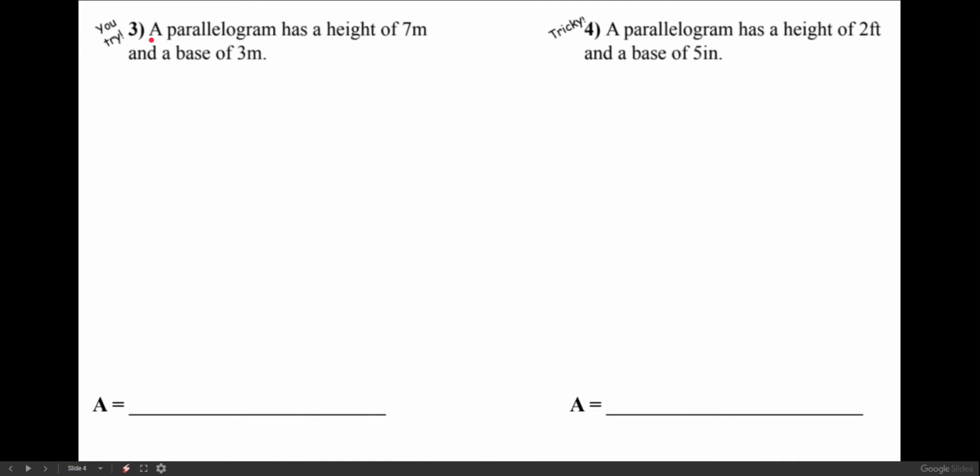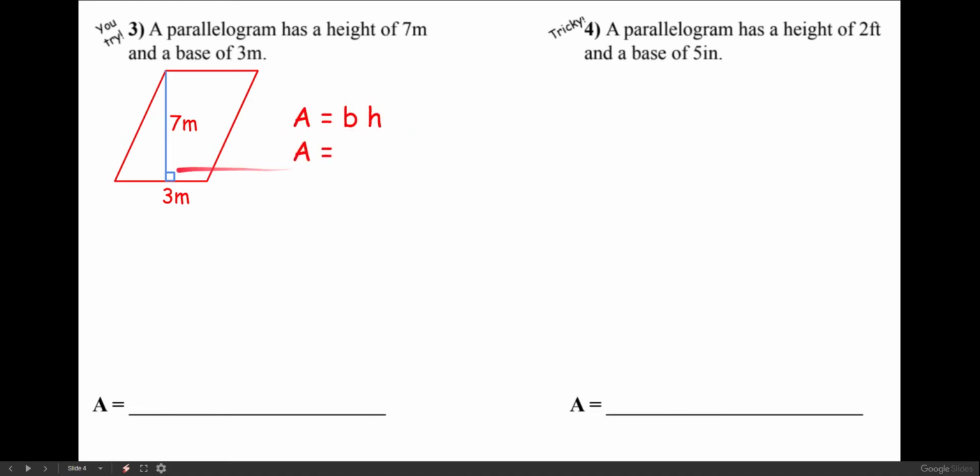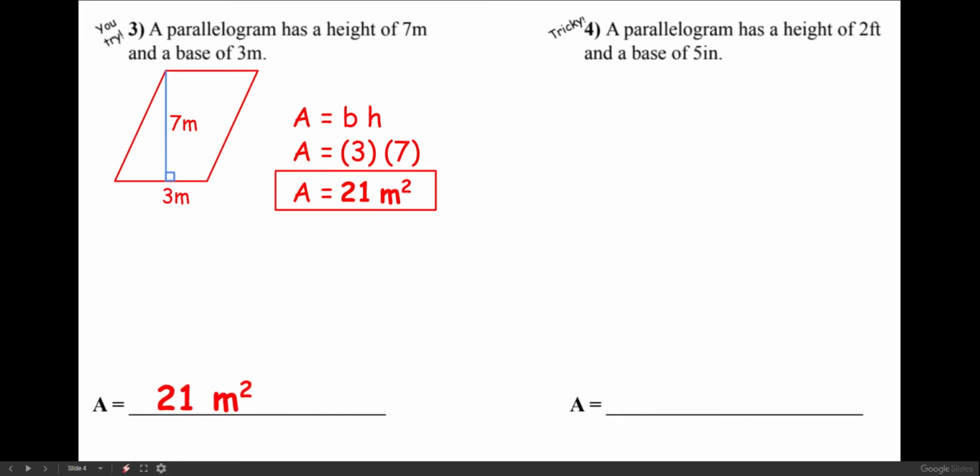Let's keep going. A parallelogram has a height of 7 meters and a base of 3 meters. So I draw another parallelogram. It's got a base of 3 meters. It's got a height of 7 meters. How do we find the area? Well, area equals base times height. We know the base, it's 3. We know the height, it's 7. So replace h with 7. And then let's simplify that. Area equals 3 times 7, which is 21. 21 what? 21 inches, miles? No, 21 meters, and it is area. So we are squaring it. 21 meters squared. And so area equals 21 meters squared.